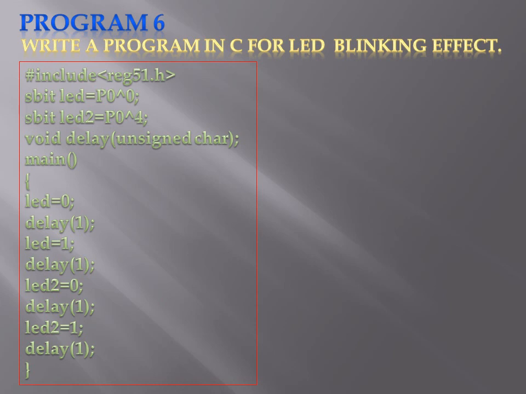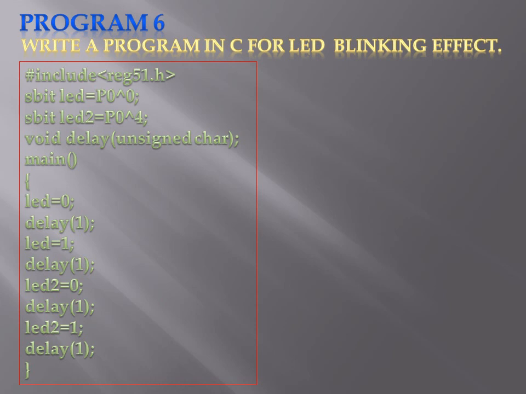sbit means set bit, and now we can have the second bit, sbit LED2 equal to P0^4, means the fourth bit of P0 is named LED2 and is set by the sbit instruction. Then we declare void delay unsigned char. Delay is to be declared here.